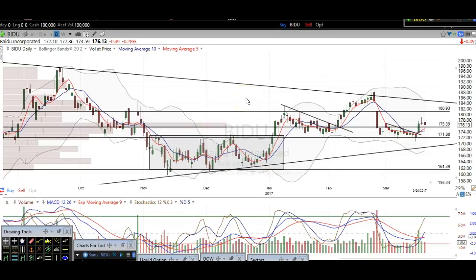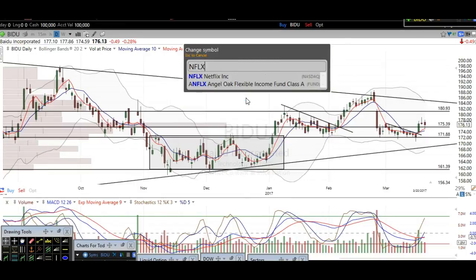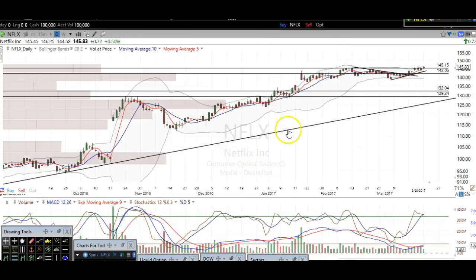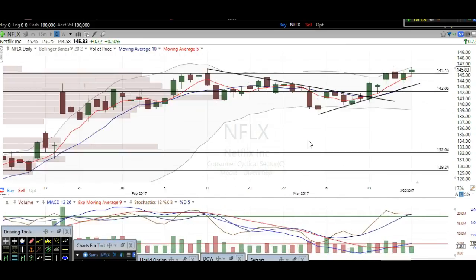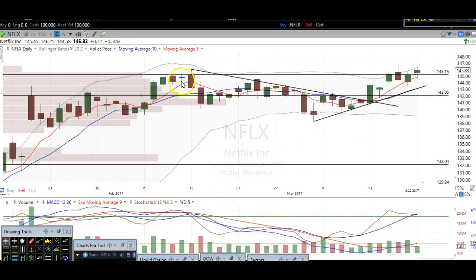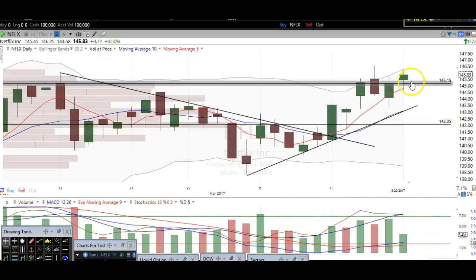Next, I'm going to cover the Netflix chart here. And Netflix, you can see, broke over this resistance right here. There was that resistance. Here we are getting rejected at that resistance. Finally, we broke over that resistance right here. And you can see this level is going to be a level of support at 145. So 145 is going to be that new level of support.